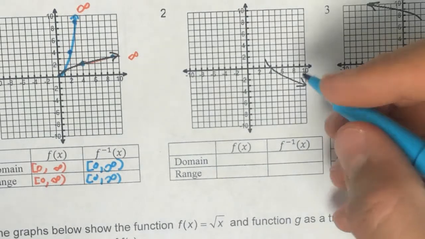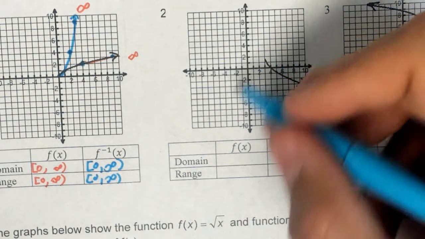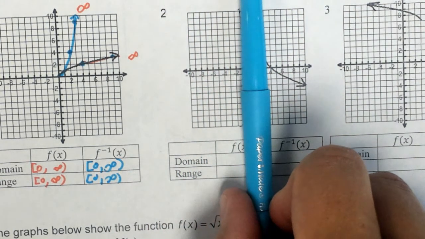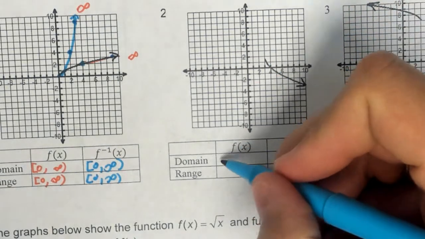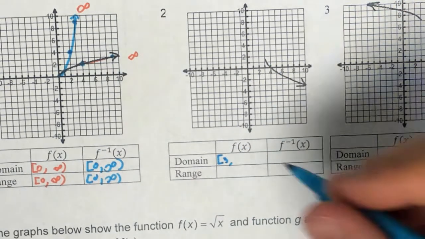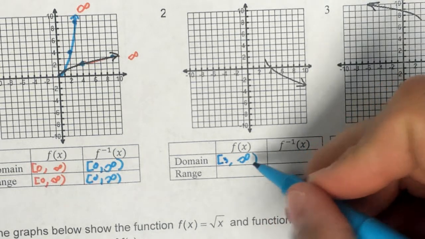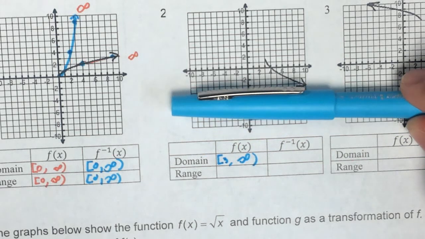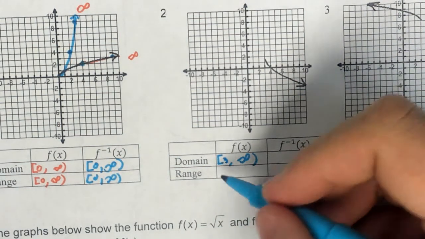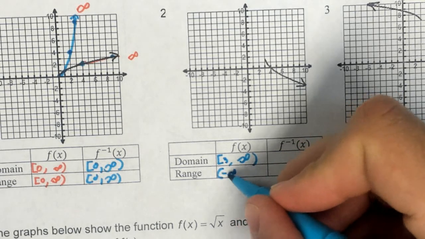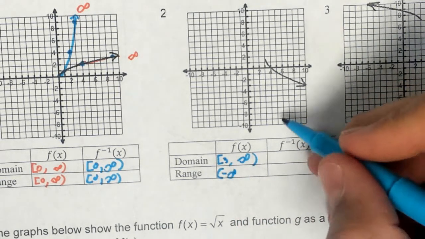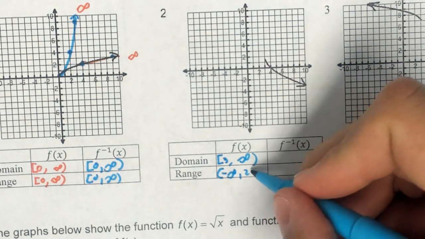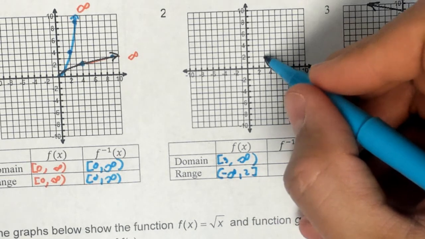Number 2. Let's go ahead and start with my domain for this one. My domain values don't start until we hit 3 here. So it starts at 3 and the arrow says it goes to infinity. My range, on the other hand, I hit my arrow down here. That means it goes down forever, so I'm going to start off at negative infinity. It's coming down here, and then it's going to stop here, and let's just call that 2. It goes all the way up to that point there.